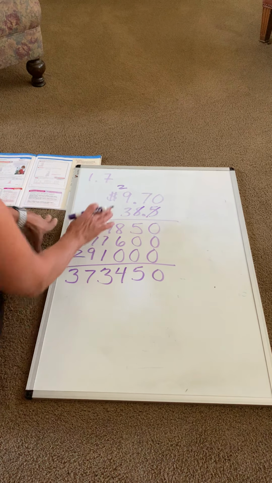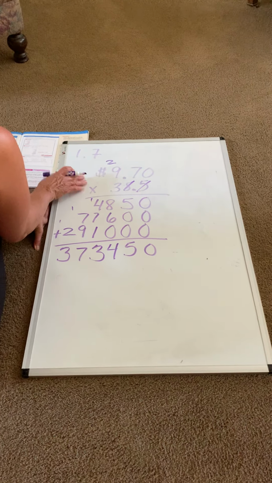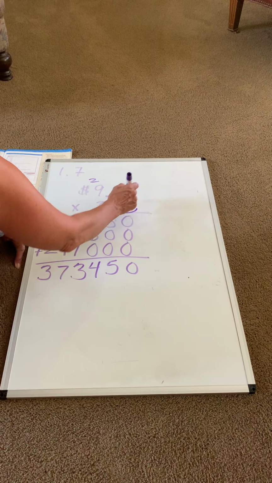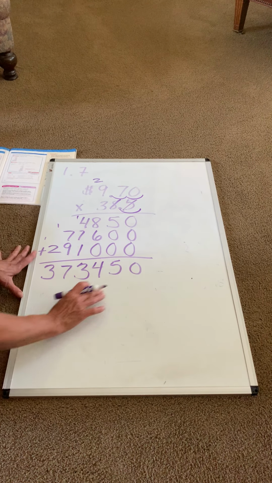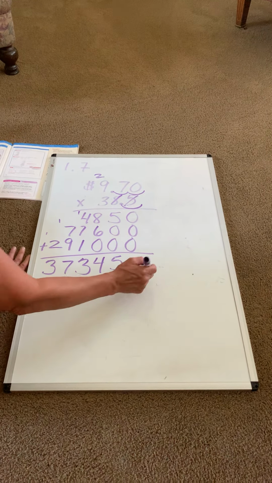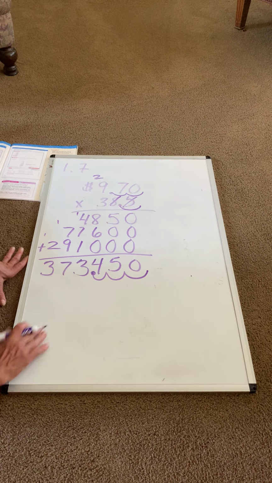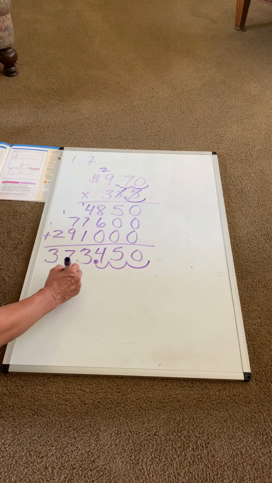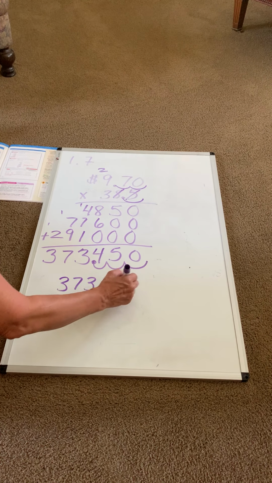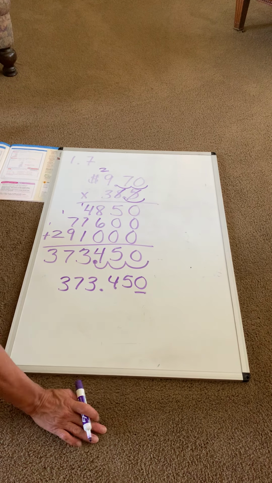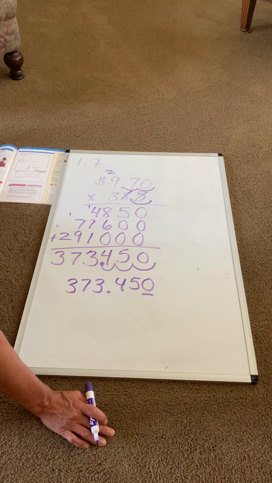Now you need to go back up here to the numbers that you multiplied and count up your decimal points. You have 1, 2, 3 places to move in your product. So you go here and you go 1, 2, 3, and you put your decimal point. So your product would be 373 and 45 hundredths. The 0 does not have a place value, so you do not need to name that place value, okay?